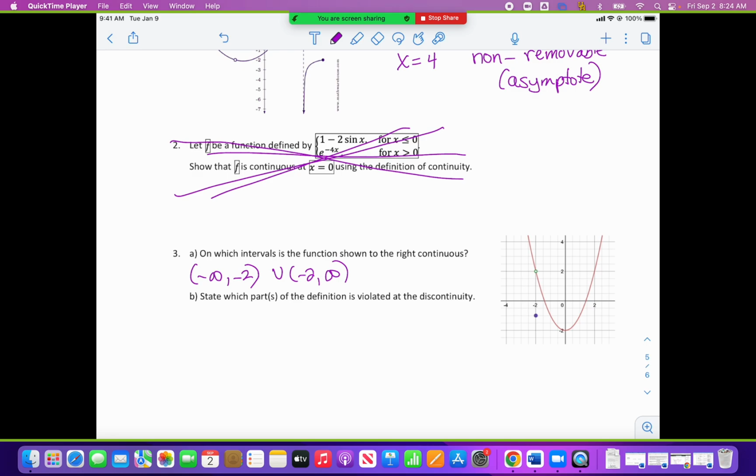So remember the 3 parts? Which part? So what was the first part? Can you look through the notes? We had it in a table. What's the first part? Yeah, Zach? F of x is defined. Okay, so is f of -2 defined? Yes, okay, so that's met.